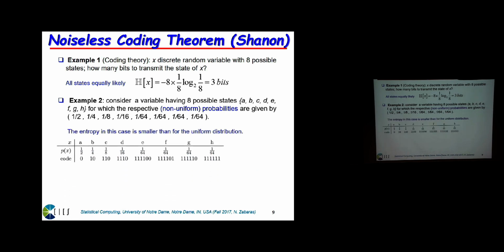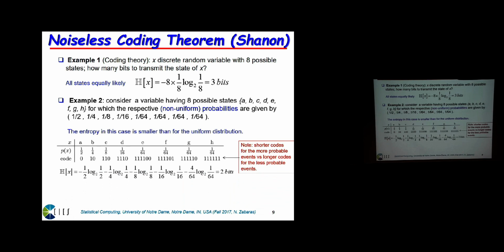So the entropy will be calculated with the same formula, but also on this table, in addition to the probabilities of the different states, I give you the code words to represent each of these values A, B, C to H. And you notice less probable words have very long code words. Something very probable, you only need a code word of order 1 to describe it. So if we sum these things up, the entropy for this comes to be 2 bits. So not surprising that the uniform distribution has the maximum entropy here. This is less than that.